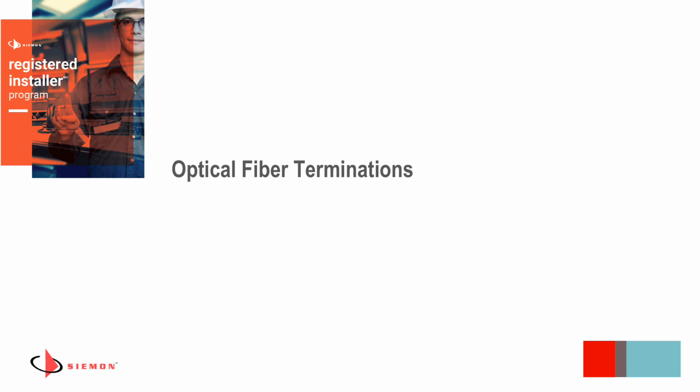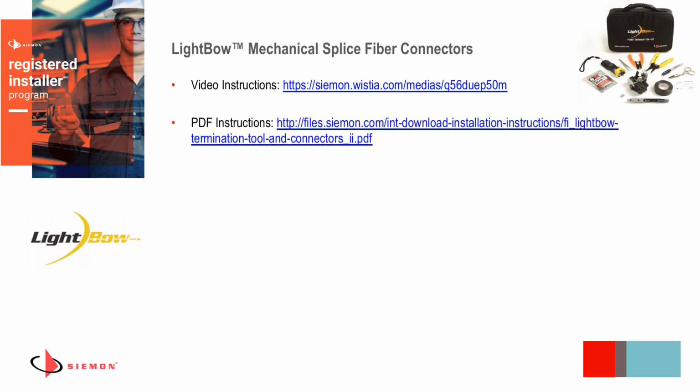So now that we've covered optical fiber testing concepts, let's take a look at some of the actual optical fiber terminations that you'll be doing in the field for Siemens Solutions. First up is the Siemens LightBow mechanical splice fiber connector. As we discussed earlier, this is relatively easy to install. It doesn't require a high level of technician experience, just a good cleave of the fiber. We have the video instructions as well as the detailed PDF instructions for these products.